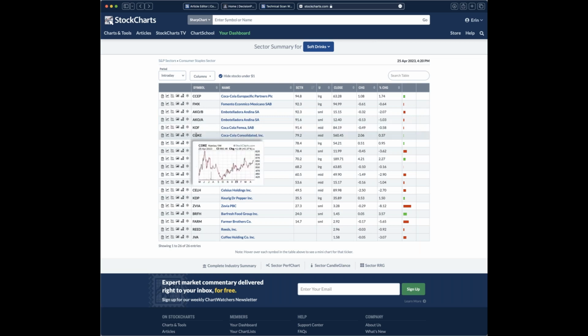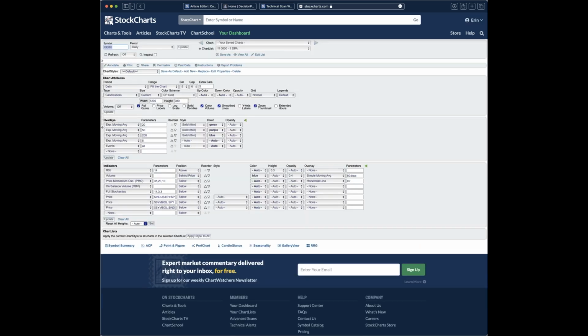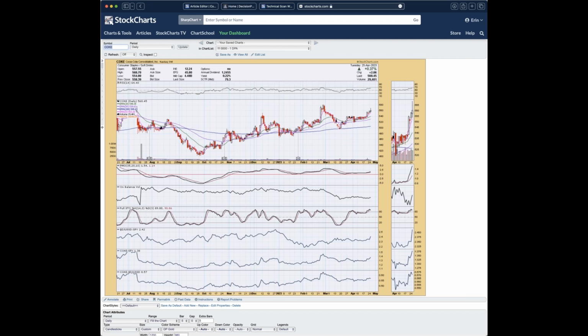Let's look at just Coke consolidated. This looks very interesting as well. Nice basing pattern here. We've got stochastics above 80. We have the PMO rising sharply. This looks very nice for Coke. I know the Pepsi's in there. Let's look at Pepsi real quick, because if we're going to look at Coke, we should look at Pepsi.